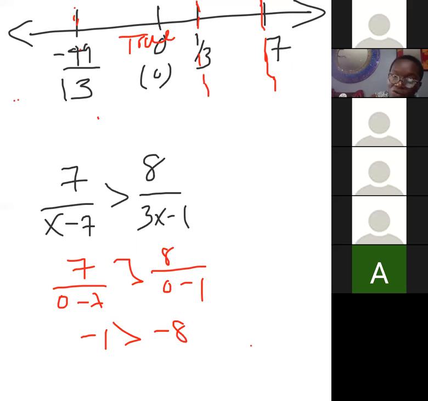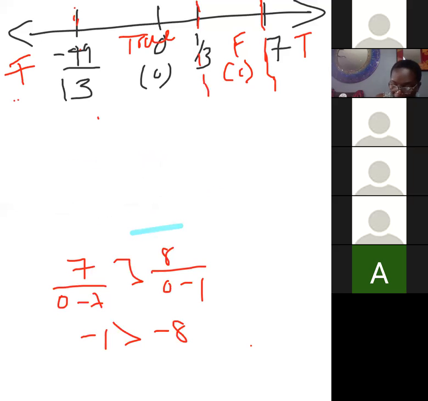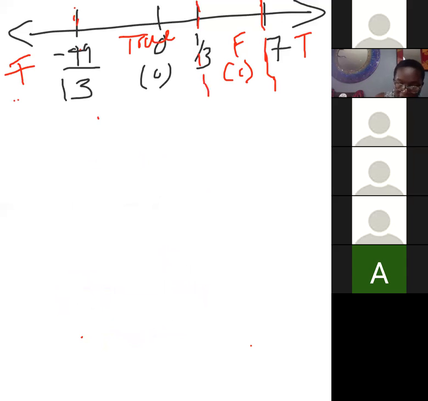Since the truth values are alternating most of the time, that means this region right here is false. If you're not sure, plug in a value. This region would be true, and this region right here would be false, okay? Since they're alternating most of the time. Now, of course, if you're not sure, test out something else, like I am going to test out the 1. Okay, I'm just gonna stop here.